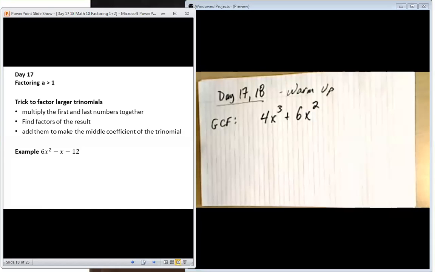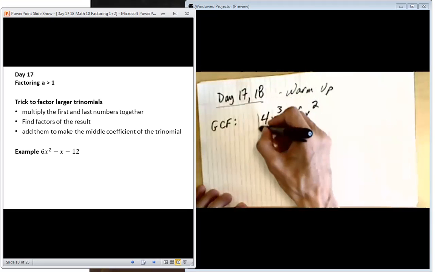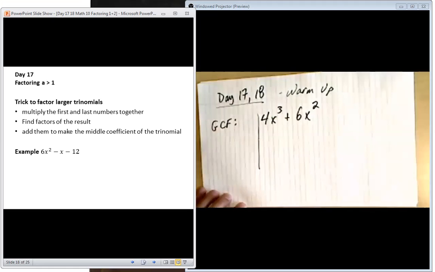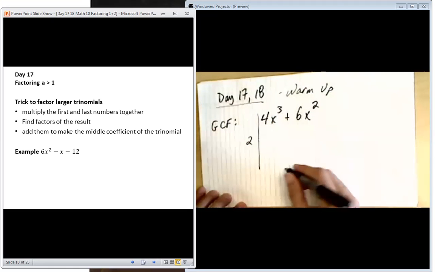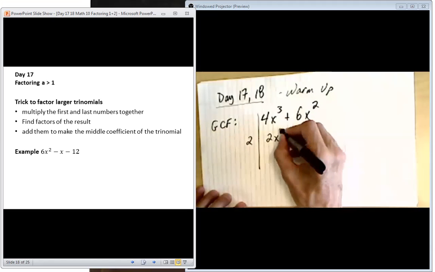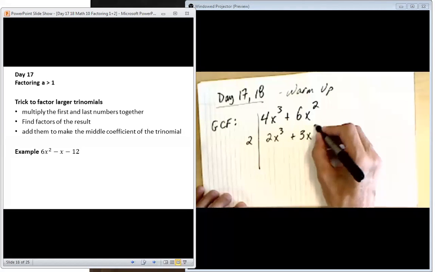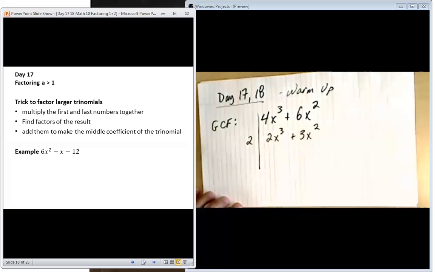Yeah, so today we'll go over a little bit about last day's stuff, but here's just a warm-up question. GCF, remember how that works? Yeah? Okay. What do we do? Something like this, I think. Yeah? 2 for sure. 2x to the 3, and then what? Oh, 3x to the 2. Kind of a weird thing going on there, right? That's true. Looks good.